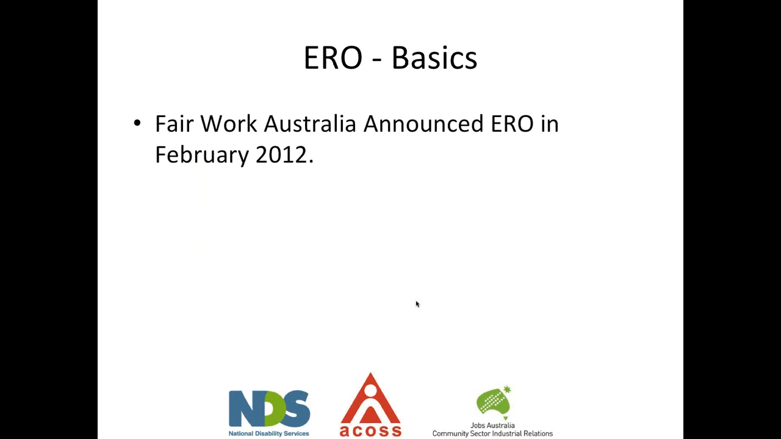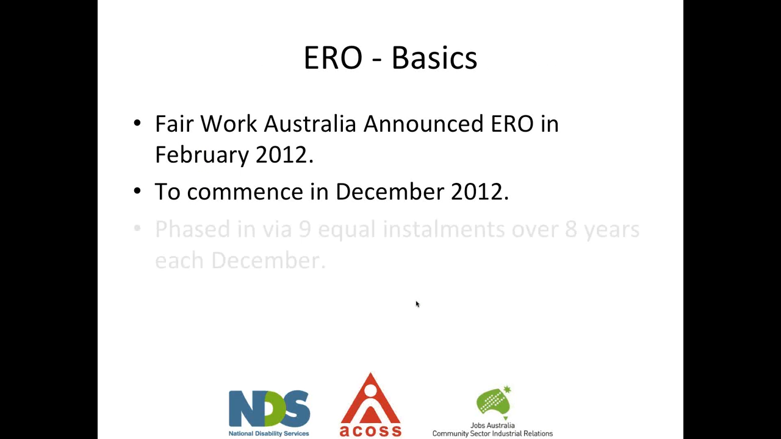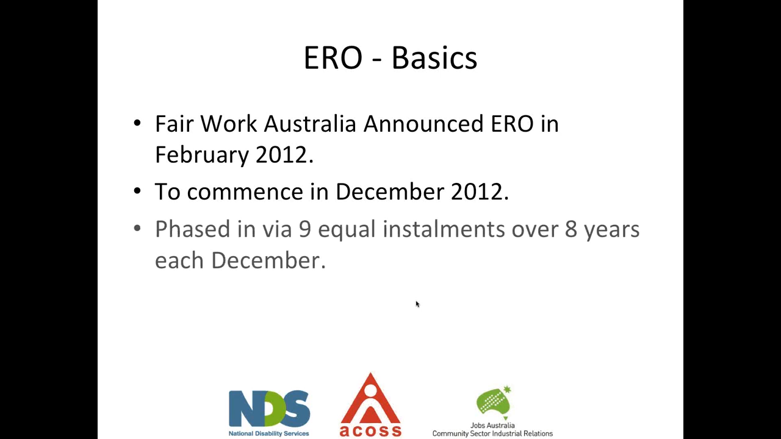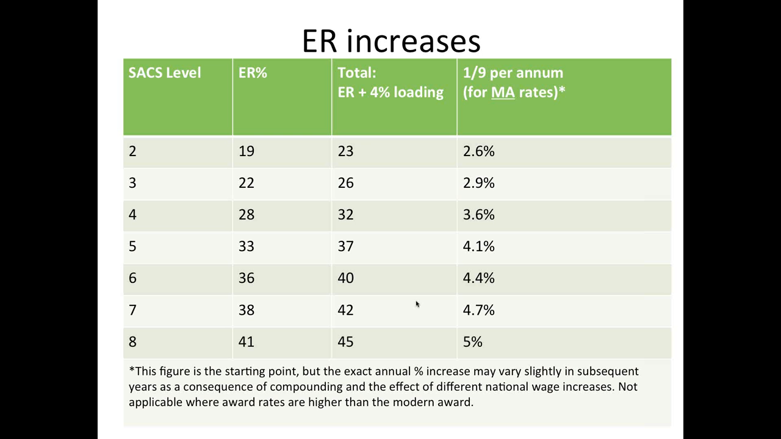Now, in terms of the Equal Remuneration Order, Fair Work Australia announced in February this year the creation of the Equal Remuneration Order. It was to start in December this year, so we've just seen the first increase in those Equal Remuneration Order amounts. And it's to be phased in 9 equal instalments over the 8 years each December. Again, it applies to the modern award, so if your rates are currently higher, they become the transitional rate, and that's what you need to maintain.